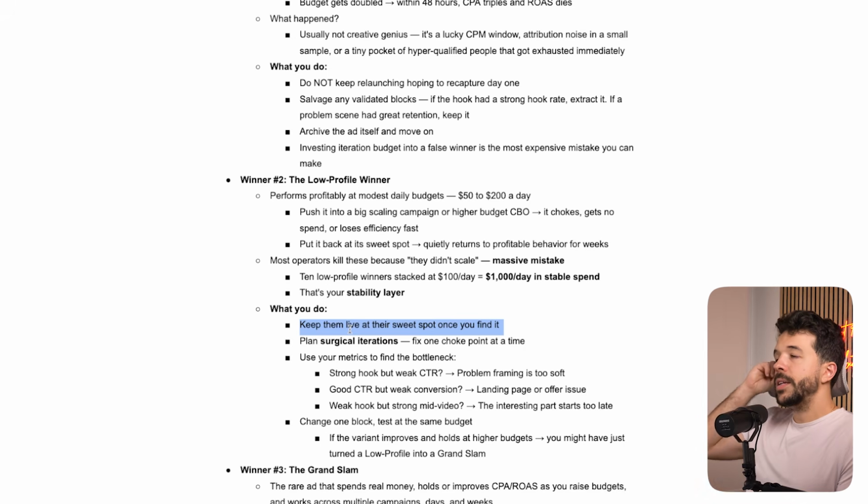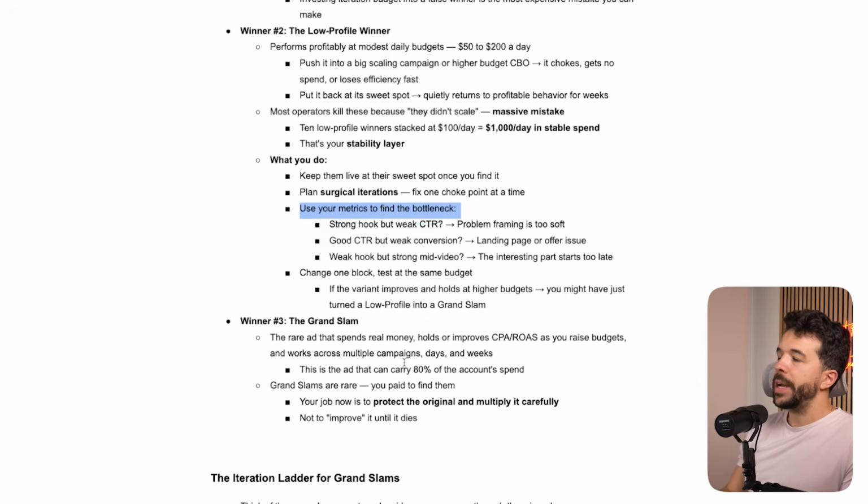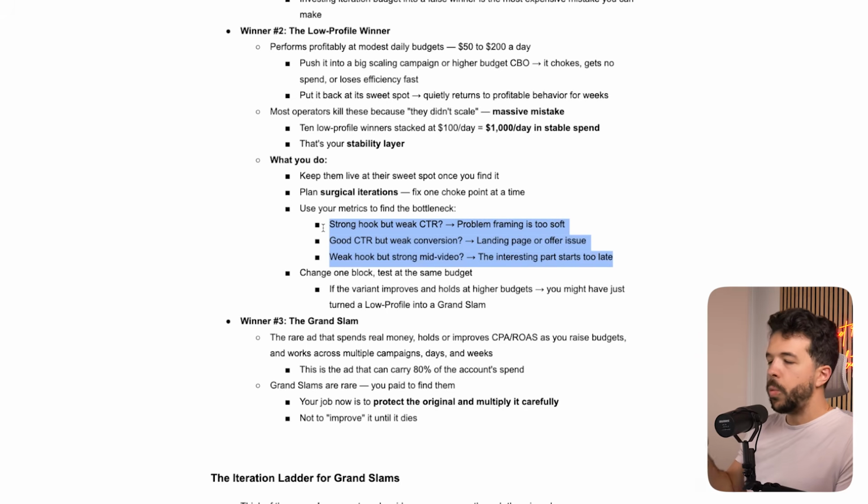Then you take your low profile winner and you plan what we call surgical iterations, fixing one choke point at a time. You want to use your metrics to find the bottleneck. You want to see if it's a hook problem, a CTR problem, or a retention problem, and based on that, you swap the parts that are the culprit with other scenes and elements that are validated and proven to work. You want to change one block at a time and test at the same budget.